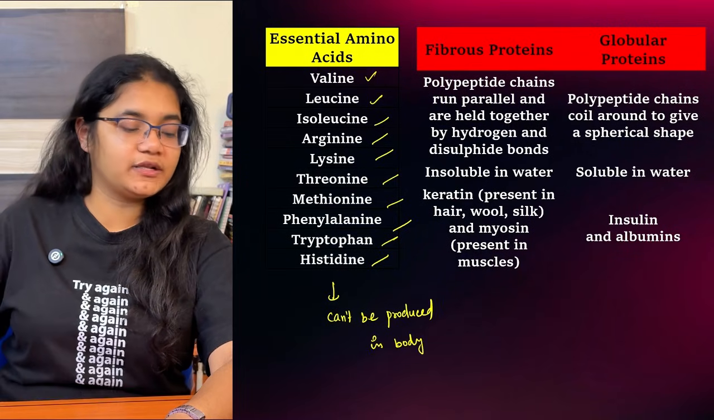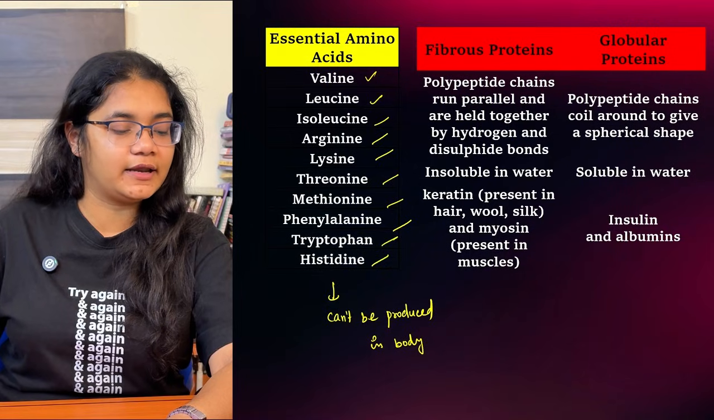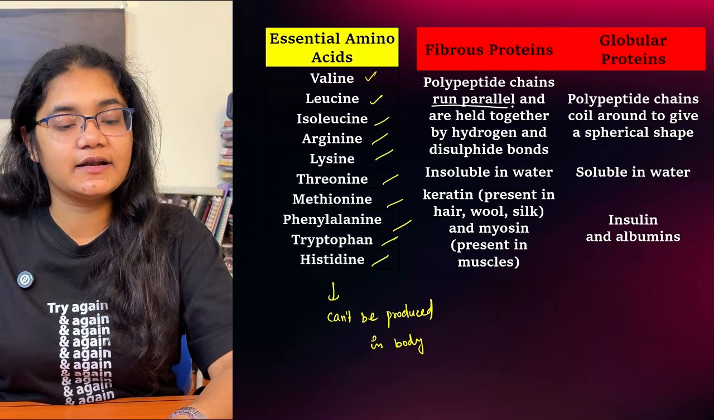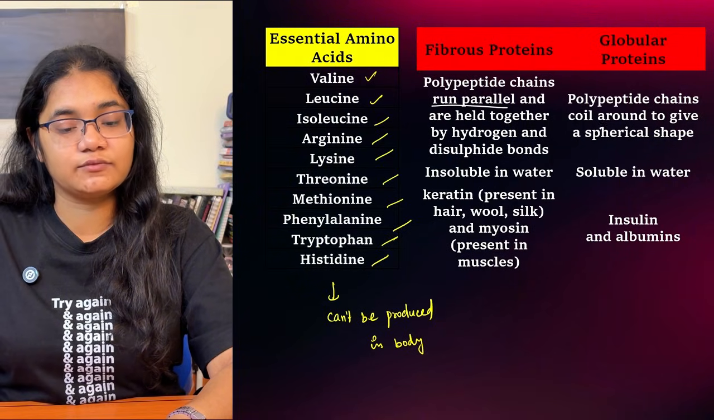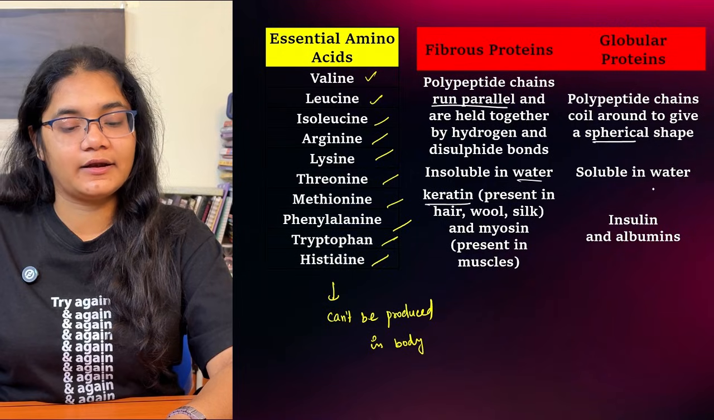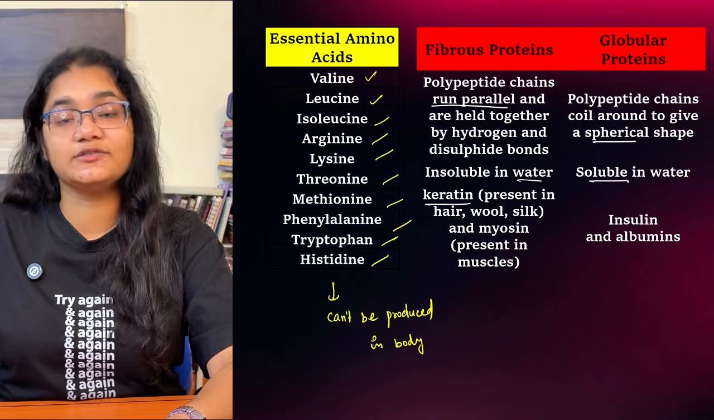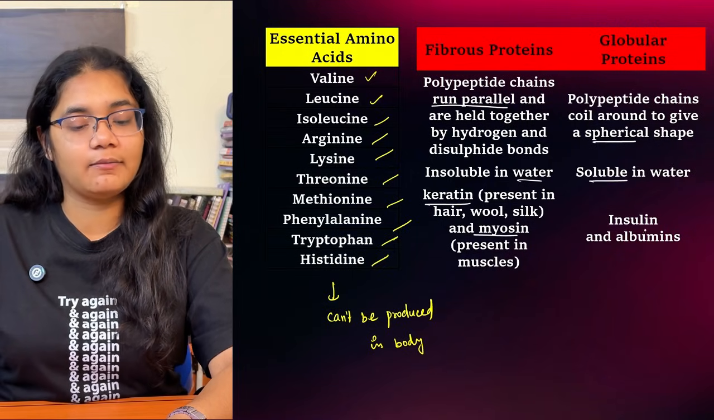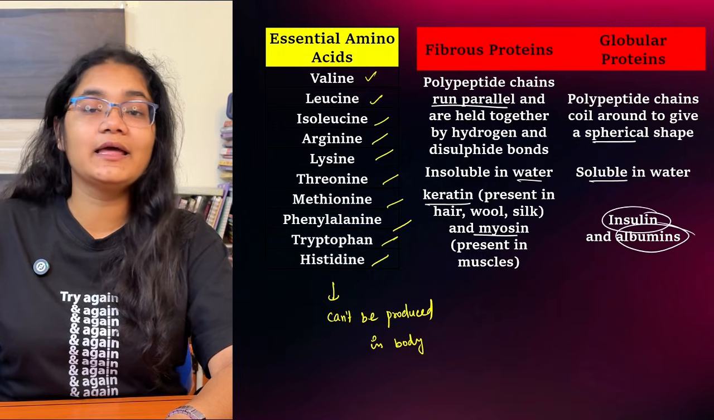Now, what are fibrous proteins and globular proteins? You can segregate them like this. Polypeptide chains that run parallel to each other are fibrous proteins; those which are in spherical shape are globular proteins. Fibrous proteins are insoluble in water, globular proteins are soluble in water. Examples: keratin and myosin for fibrous; insulin and albumin for globular.